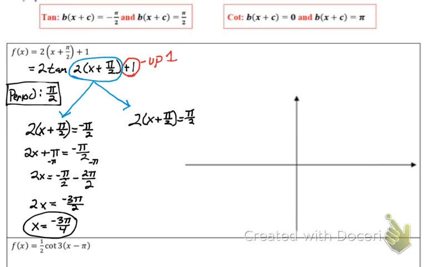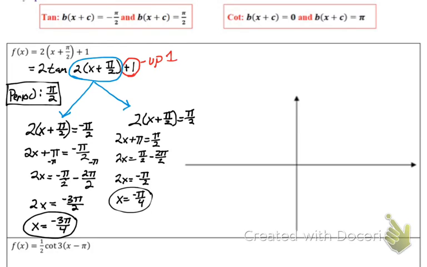We're going to do the same thing for the other side. We're going to distribute the 2, so we have 2x plus pi equals pi over 2. Then we have 2x equals pi over 2 minus 2 pi over 2, which would give me 2x equals negative pi over 2, which is going to be x equals negative pi over 4. If you're doing this and you catch a mistake, just let me know. Sometimes when I power through this stuff, I make little mistakes.